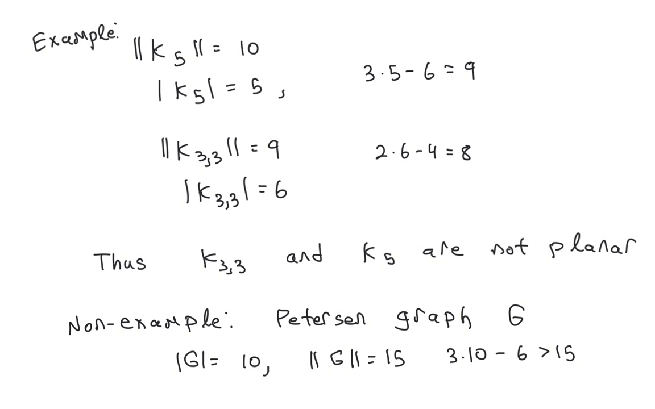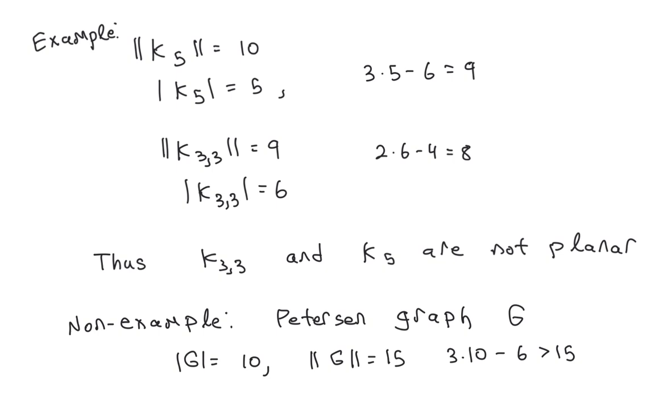Similarly, if you look at the complete bipartite graph K3,3, that is bipartite, so the number of vertices is 6. According to our formula, there can be 8 edges at most if it's planar, but it has 9 edges, and therefore K3,3 is also not planar. So this tells us our 2 favorite types of complete multipartite graphs are not planar.